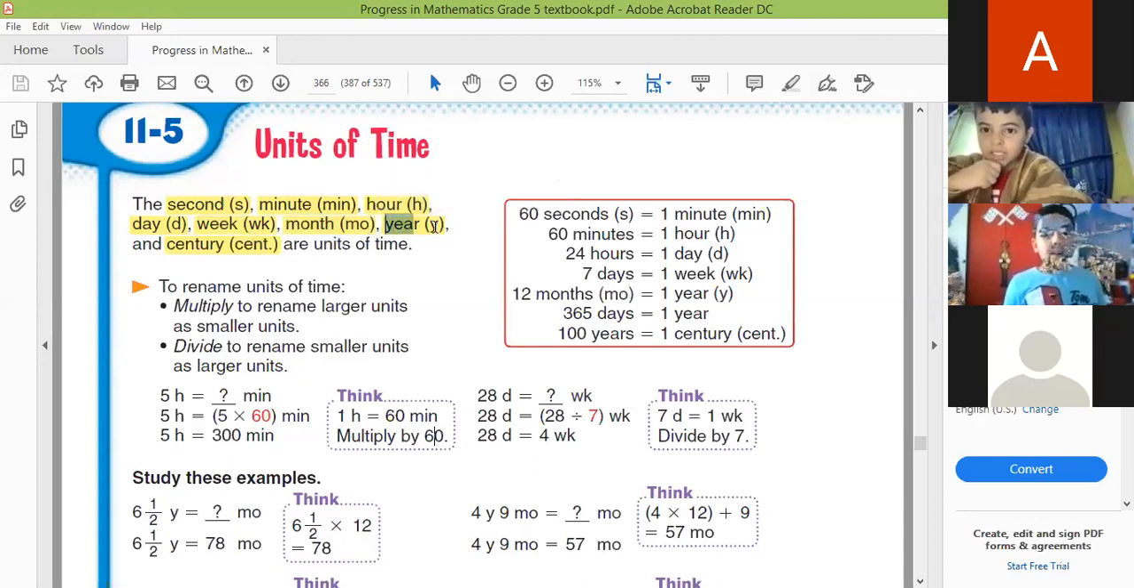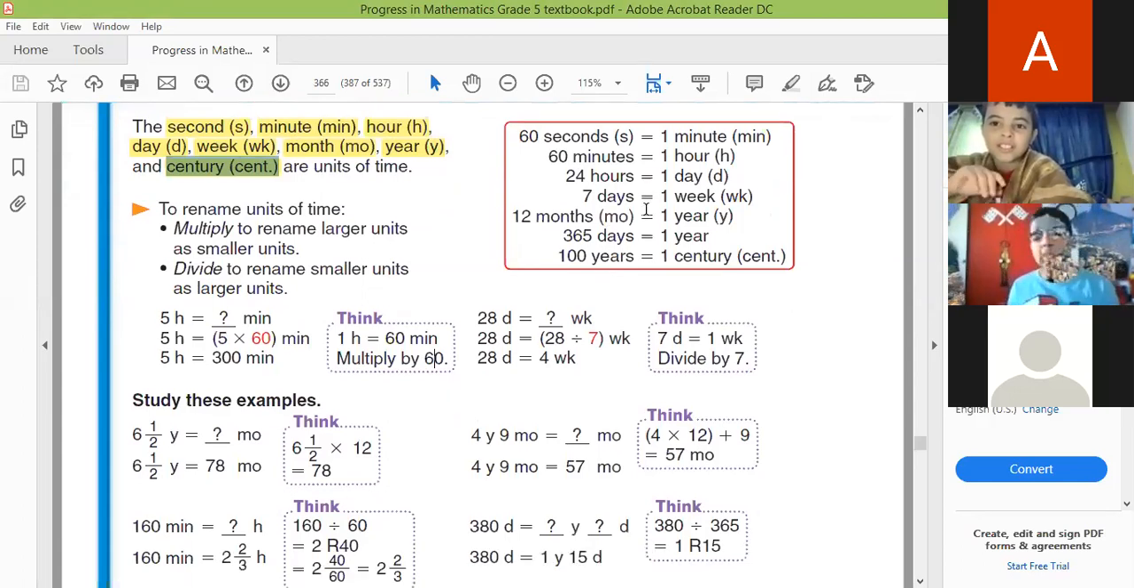Then in 1 year, how many months are there? 12 months. And then here the last unit we will study about is the century. 100 means 100 years. The period of 100 years makes 1 century.